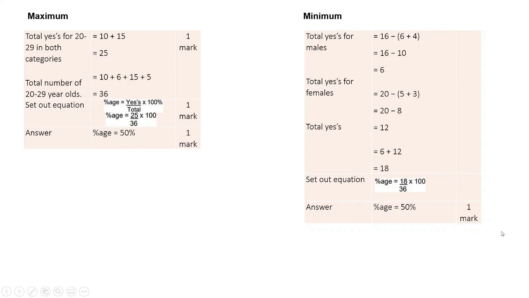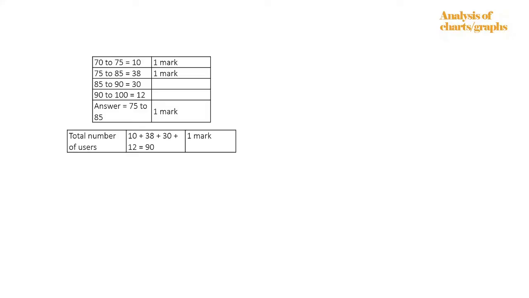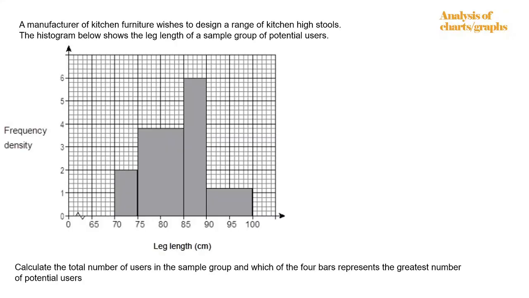Okay. Okay, and the last one. So manufacturer of a kitchen furniture wishes to design a range of kitchen high stools. The histogram shows the leg length of sample group of potential users. So calculate the total number of users in the sample group, which of the four bars represents the greatest number of potential users. So histograms are super easy, and it's a simple case of counting up that way.